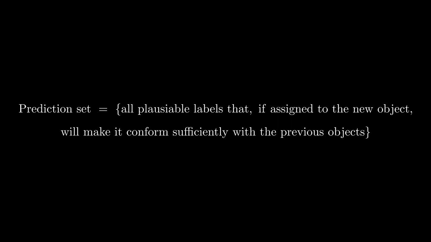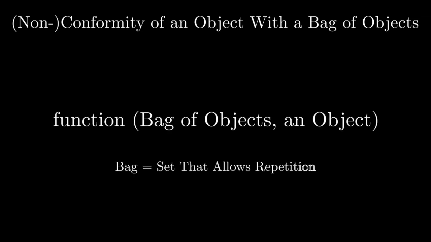To construct this set, the first thing we need is a function that measures the conformity or non-conformity of a single object with a bag of objects, where a bag is a set of objects where repetition is allowed. You can think of it as a collection of objects. Note that I switched gears a little bit and started talking about non-conformity, which is obviously the opposite of conformity, because it allows us to use distance metrics such as absolute error, as you will soon see.